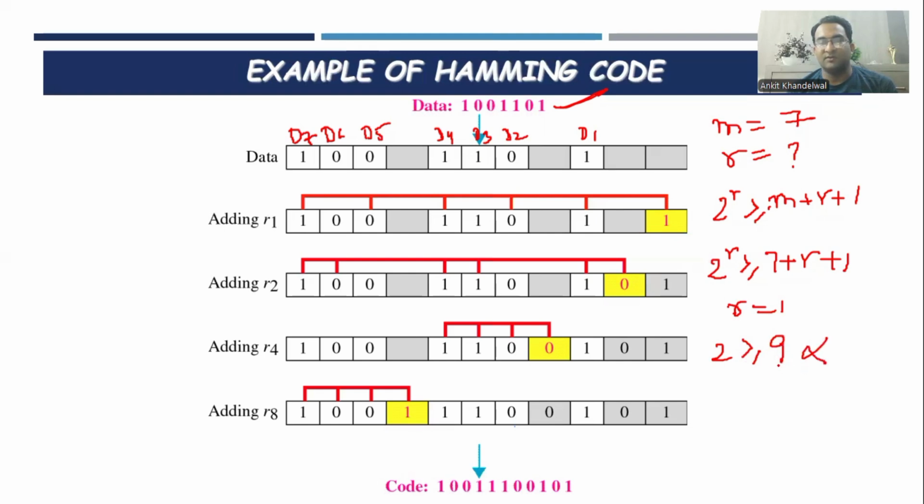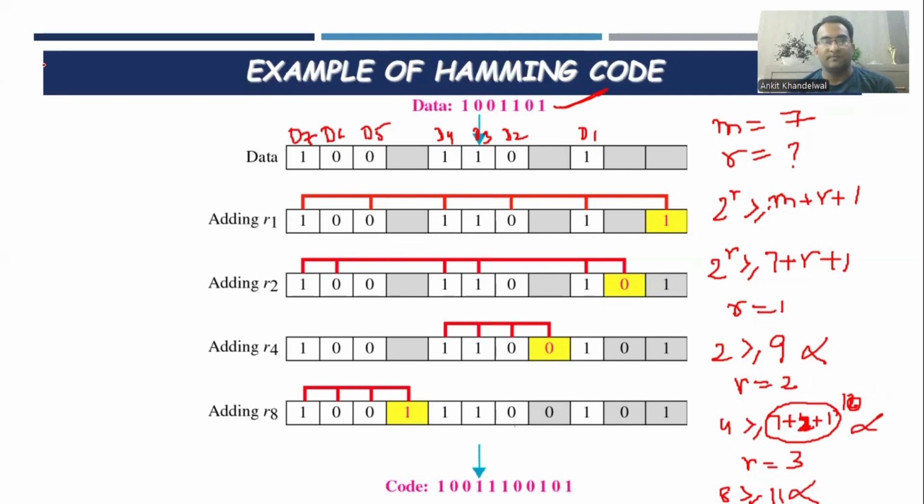This inequality is false. Then we will see with the help of 2 to the power 2 is equal to 4. 4 greater than or equal to 7 plus 2 plus 1, that is 10. Again this inequality is false. Then we are going to have the value of R equals to 3. So 2 to the power 3 is 8. 8 greater than or equal to 7 plus 3 plus 1, 11. Again this inequality is false.